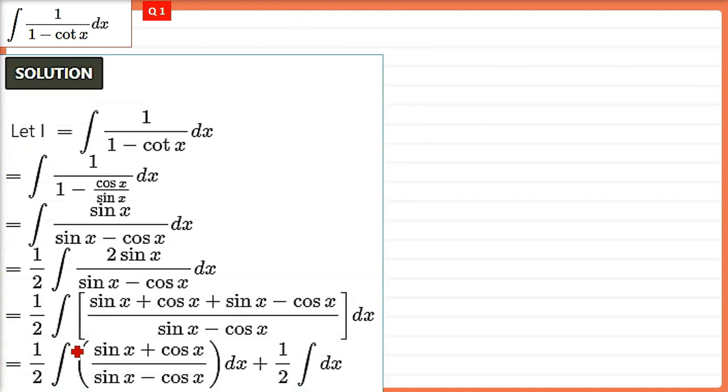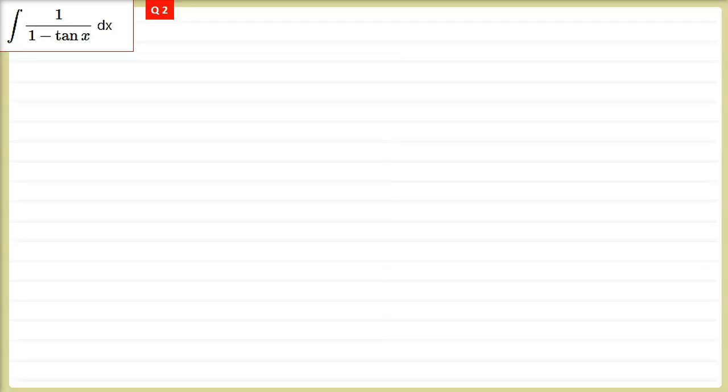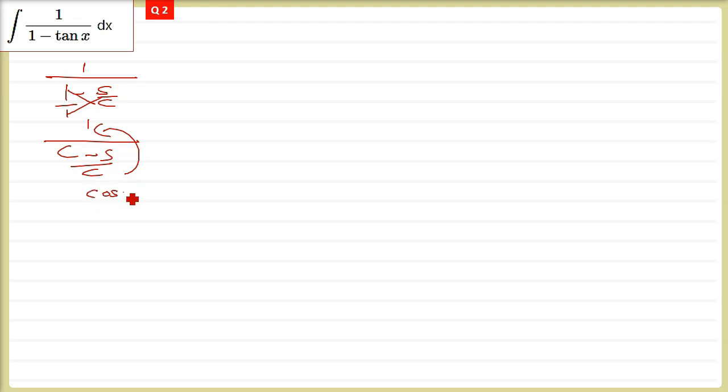So this is the way we are going to go about it, and you'll see that this question, 1 by 1 minus tan x, is almost equivalent to the previous one. So we'll resolve it the same way, 1 by 1 minus tan x. So 1 minus sin x by cos x we can write. Now take the LCM of the denominator. It will be cos x minus sin x divided by cos x. This cos x will jump upstairs. So we'll get cos x divided by cos x minus sin x.